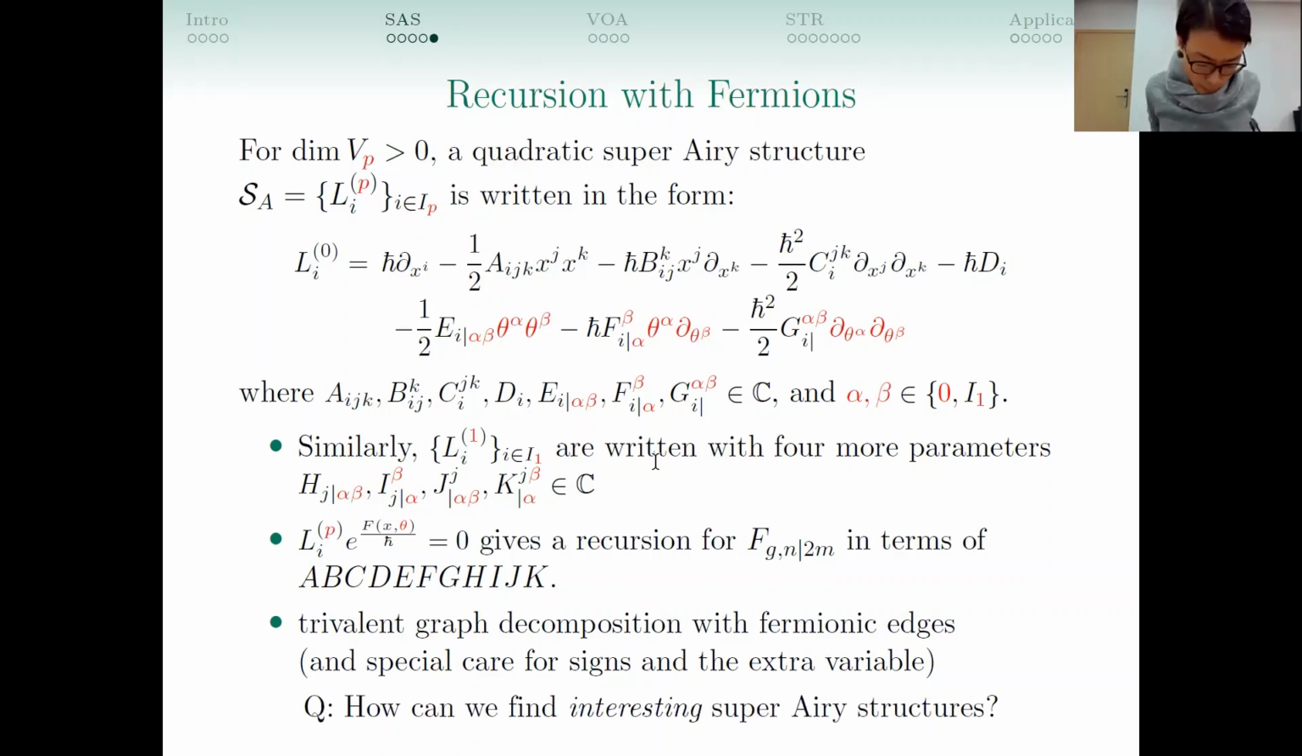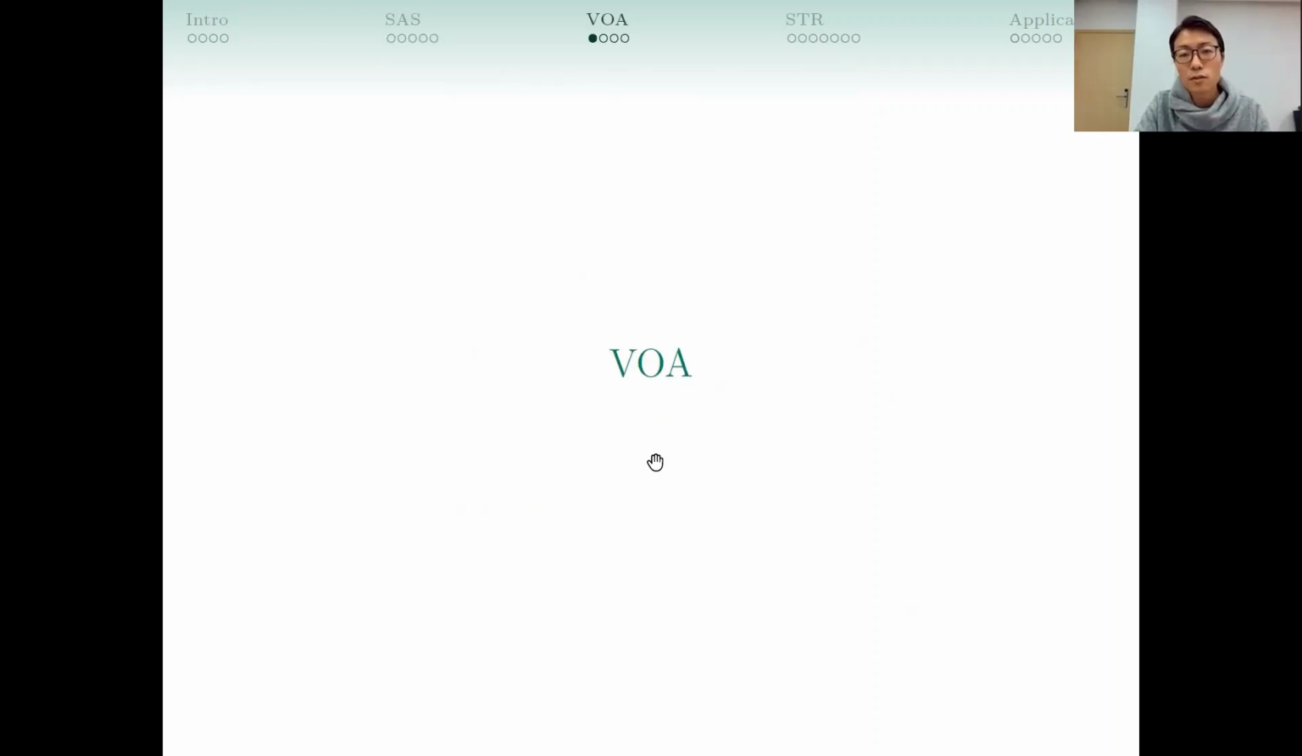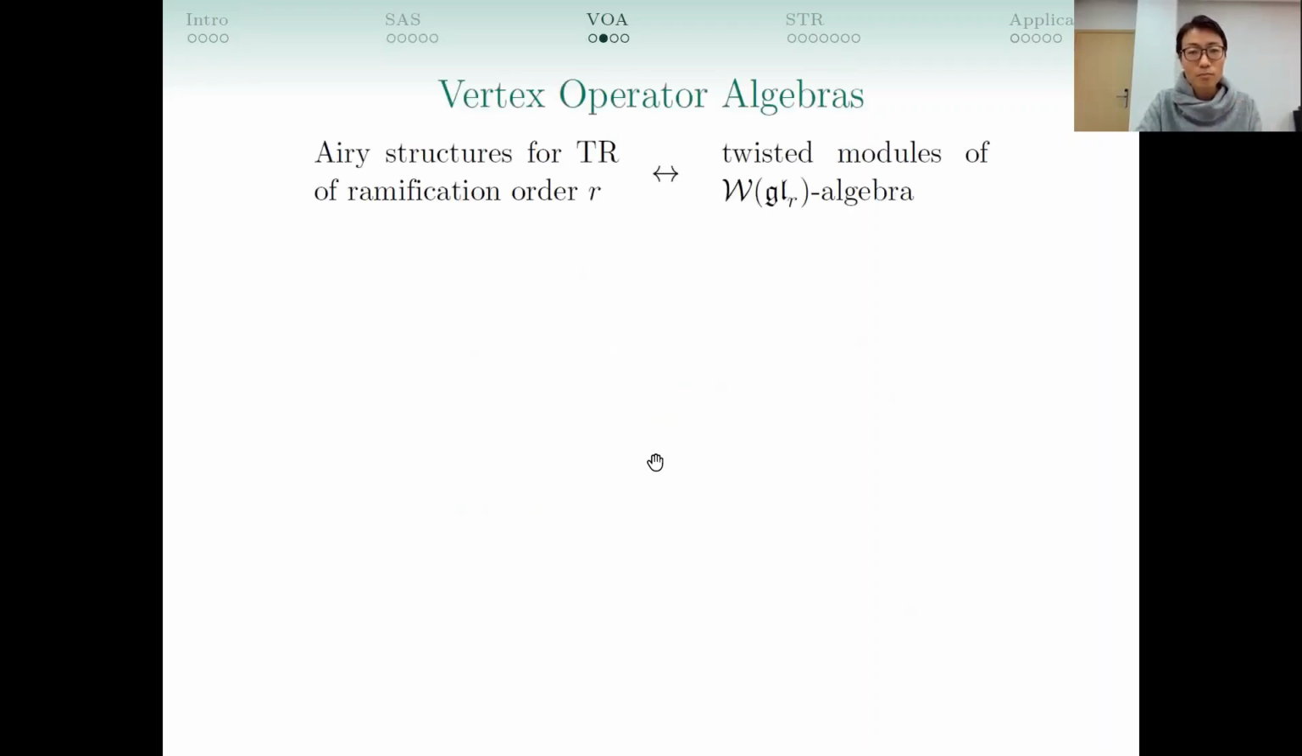All right, so far I just gave you a nice formalism that gives some recursion. But can we find some interesting superstructures? This is more like an important question. And do we have any guidance to find interesting superstructures? All right, so now I move on to the interesting part of superstructures, not the technical part.